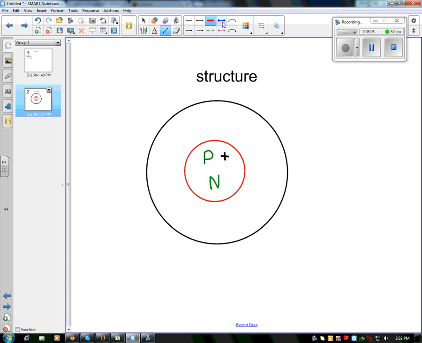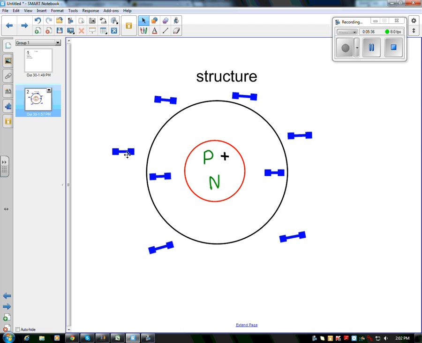Circling this positively charged nucleus are something called electrons. Electrons are negatively charged. If you have a positive and a negative, what does that do? Are they attracted to each other or do they repel each other? Positives are in the center, negatives are on the outside.